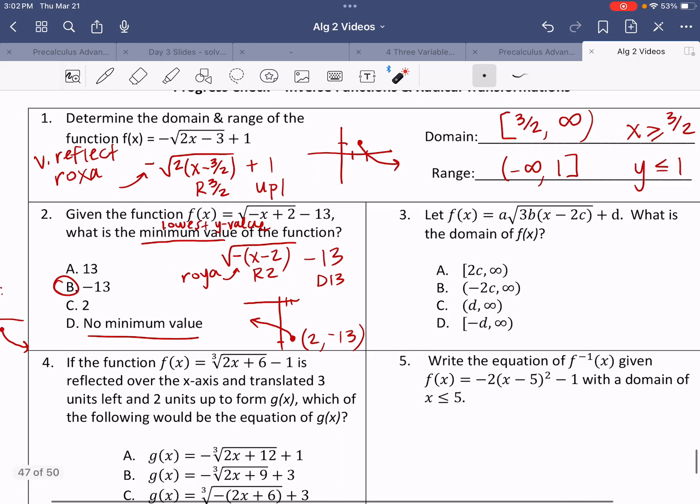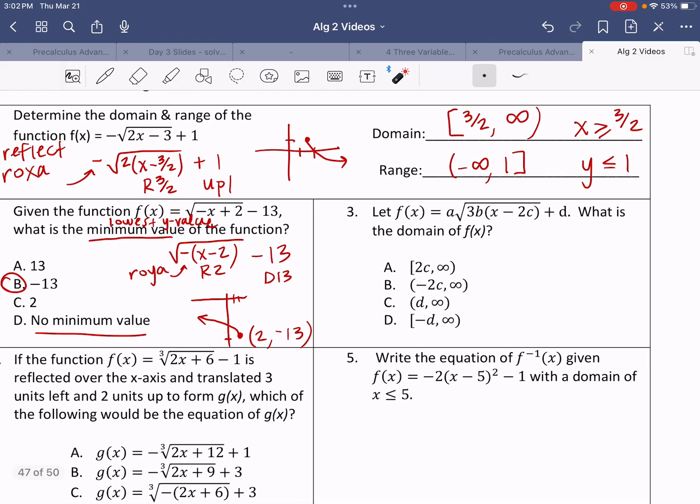Okay, so let's look at the next one. Same, relying on transformations, these first few problems. 3 gives us kind of this crazy equation. What is the domain of f of x? Well, hopefully you noticed that we've been looking at inside the square root, looking at where that graph actually shifts. So if I do that here, it looks like x minus 2c, this would be shifting to the right by 2c, even though I don't know what c is, that's okay. It's already factored. So this graph would start at 2c, and so the answer here should have just been A.